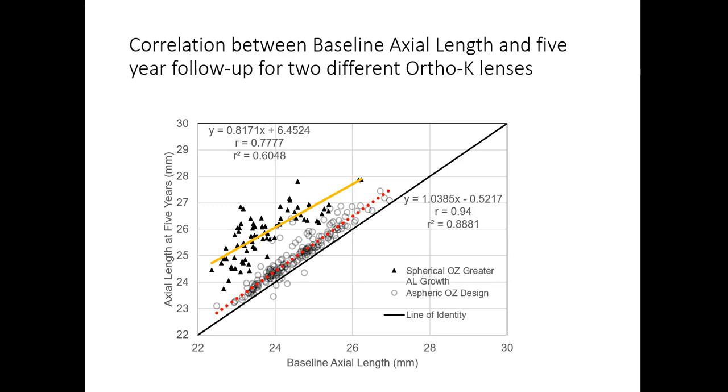So that's how you read these, and you know that for this one you can see the circles are pretty close around that line, so that's 89% of the variance. The triangles are spread out a little more, and they only account for 60% of the variance.